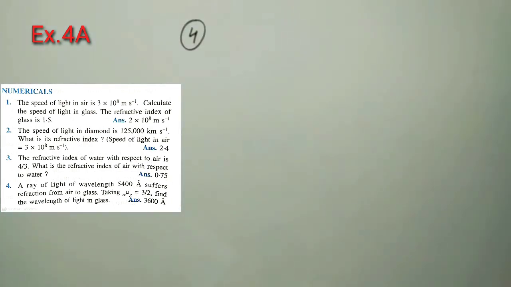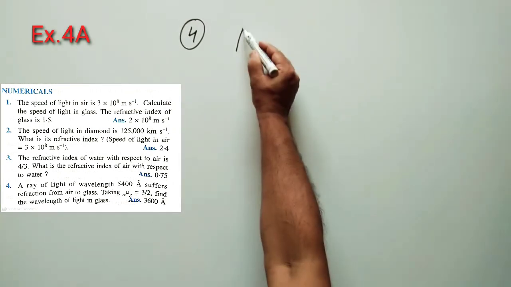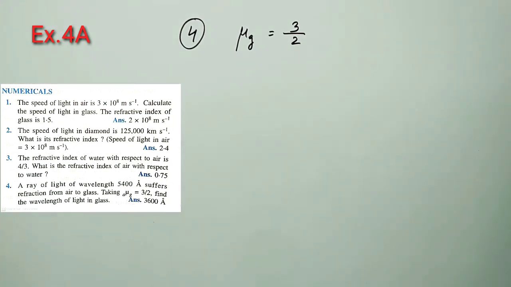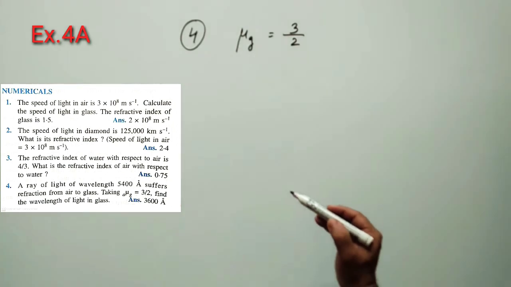Now moving on to the last numericals of exercise 4A. A ray of light of wavelength 5400 angstrom unit suffers refraction from air to glass. Taking refractive index of glass 3/2, find the wavelength of light in glass. So here we have to find out the wavelength of light in glass. The refractive index of the glass is given as 3/2. Clear? So what you have to find out? The wavelength of light in glass.